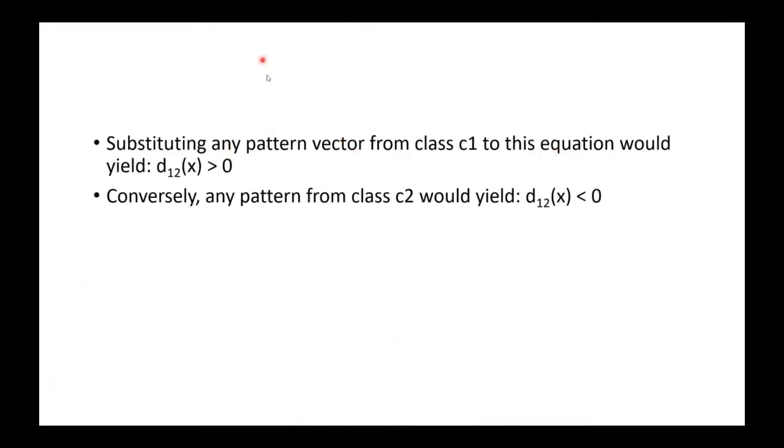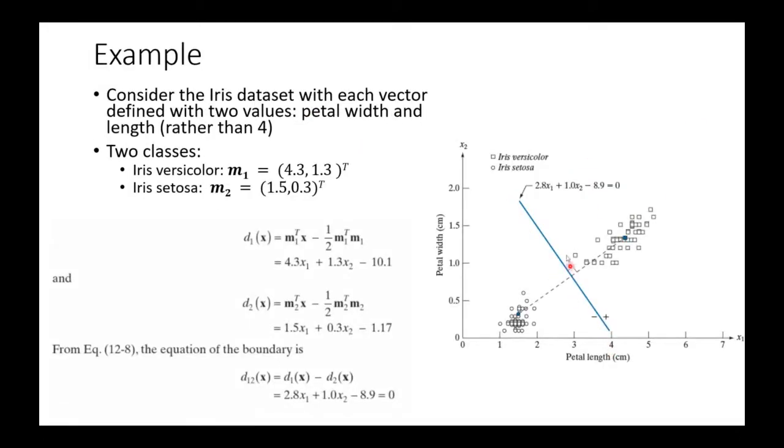So I get the pattern vector from a flower that I found on the field, measure it, and put that in this equation. So if the result is positive, substituting for x1 and x2 here, where x1 is the petal width and x2 is the petal length, if the result is positive, it's going to be an iris versicolor class. It will be a flower of the class iris versicolor. If the result is negative, it's going to be a flower of the kind iris setosa.